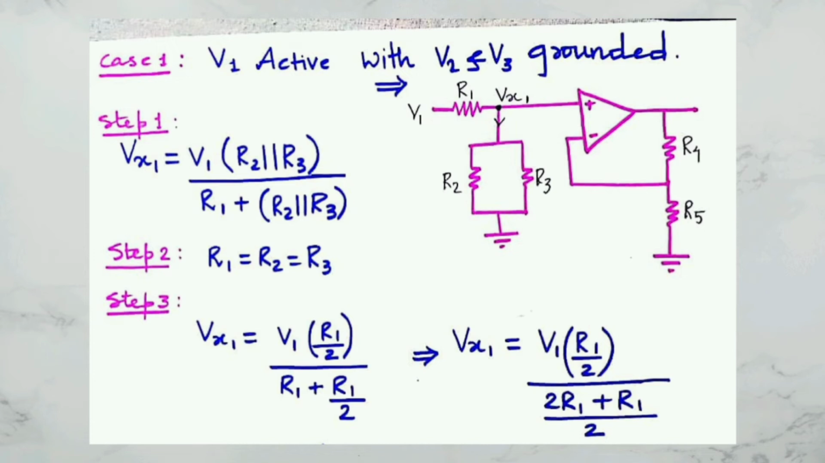How did we get this R1 by 2? When two resistors of the same value are in parallel with each other, the equivalent can be written as the resistor value divided by 2. So I have written the same thing, R1 by 2 over R1 plus R1 by 2, which implies Vx1 is equal to V1 times R1 by 2, the whole divided by, multiplying the 2 to the other side of R1, 2R1 plus R1, the whole divided by 2.